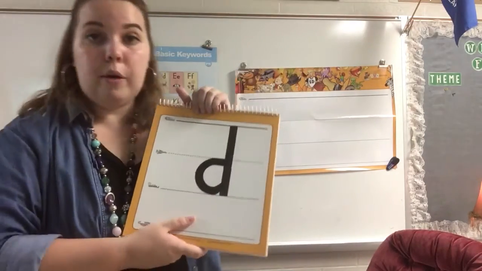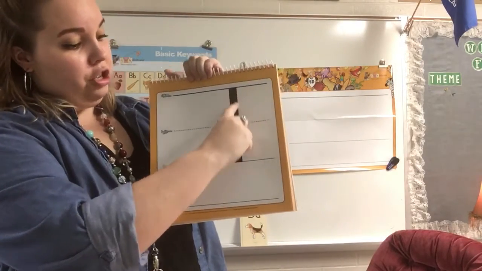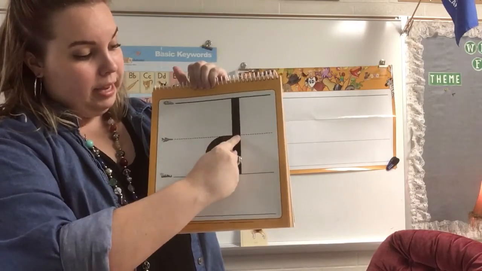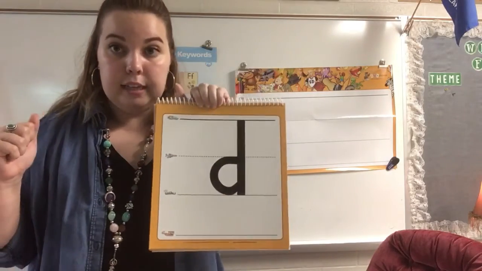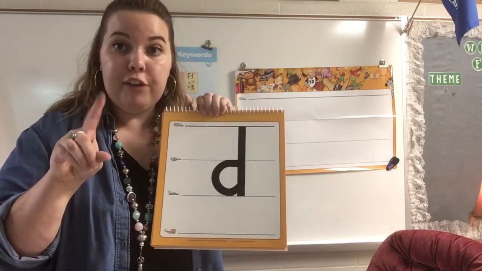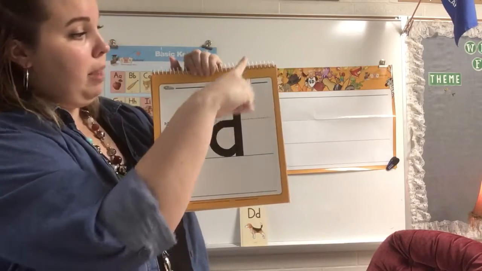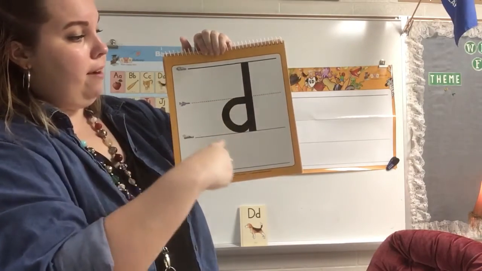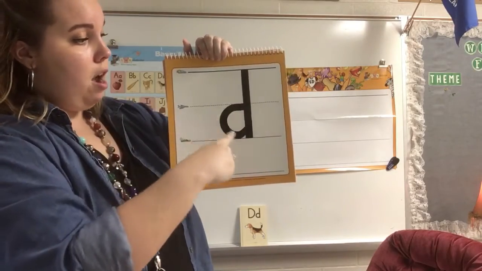So to make our lowercase d or our little d, you're going to start at the plane line, straight line down to the grass line, pick it up, back to that plane line, curve around and stop at the grass line. All right, guys, that's our lowercase d. Wiggle your finger and point out. Do it with me. You're going to go line down, pick it up, curve around and stop. Line down, pick it up, curve around and stop.